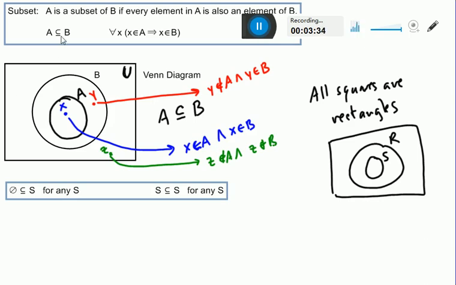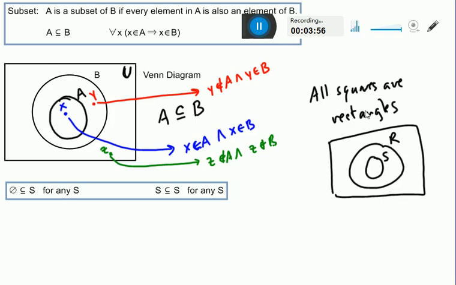And if you notice, there is a non-symmetry here to this symbol. If we just flip it around, it doesn't always work. So just because A is a subset of B rarely means B is a subset of A. It certainly doesn't automatically, and rarely would it be the case. There is, in fact, only one case where that would happen, which is if A and B were exactly the same.